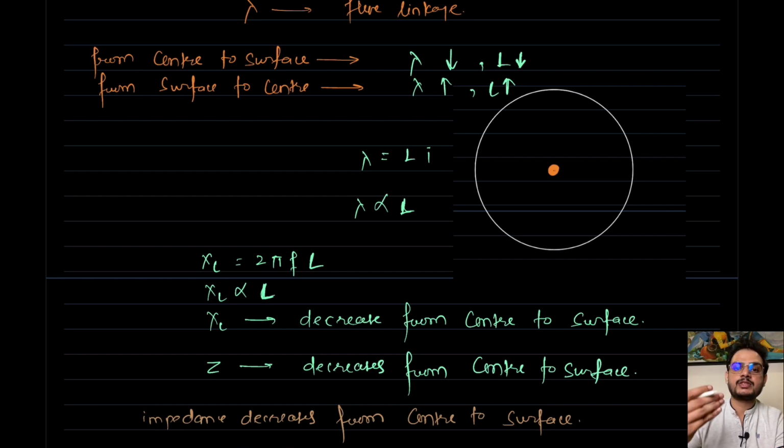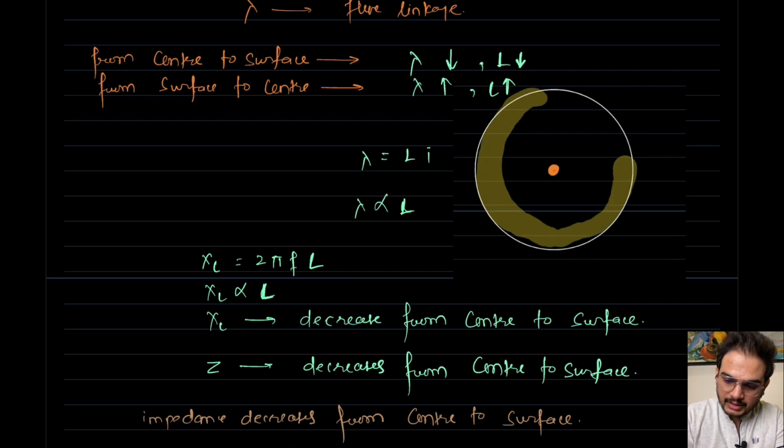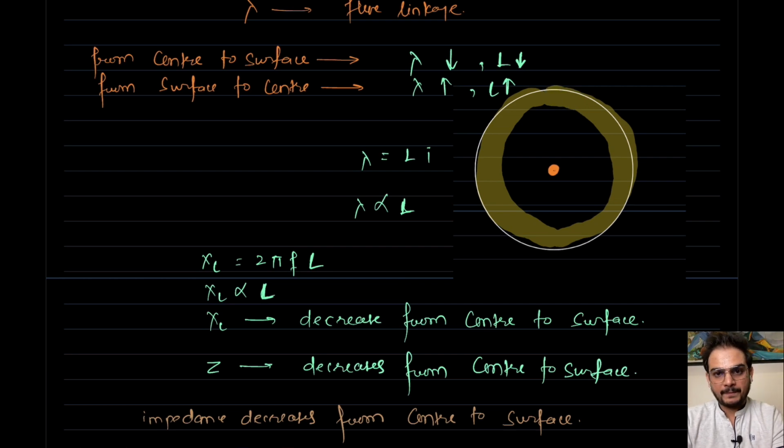Why? Because at the surface flux linkage is minimum, inductance is minimum, reactance is minimum, and impedance is minimum as compared to center. Therefore current has the intrinsic property that it will always choose low impedance path. That is the reason my current will crowd towards the surface rather than center. This is the non-uniform current distribution, because of non-uniform flux linkages.